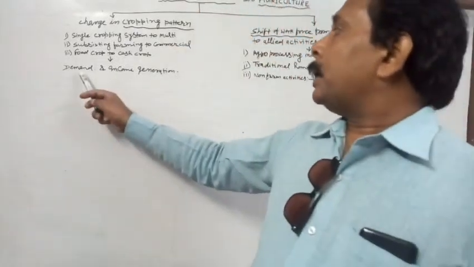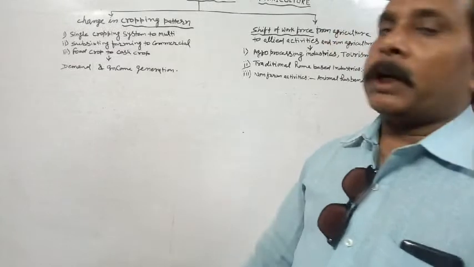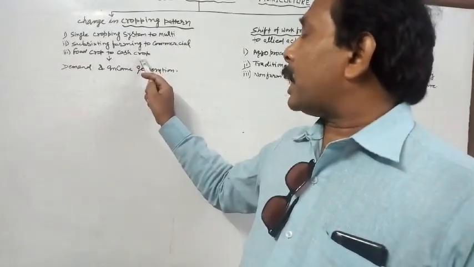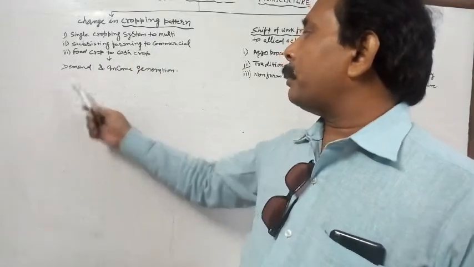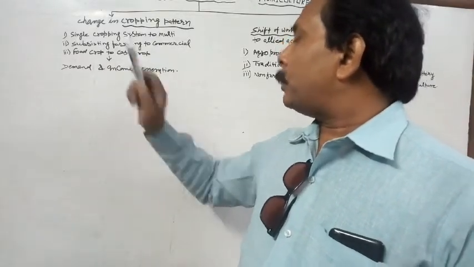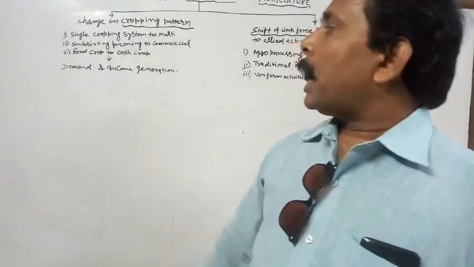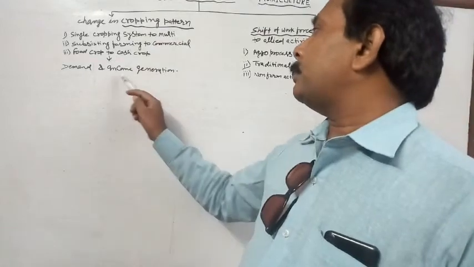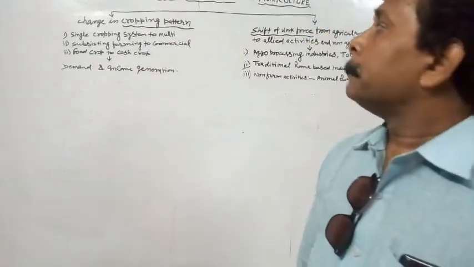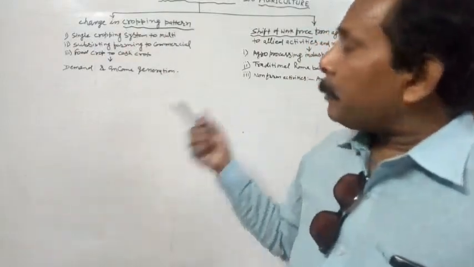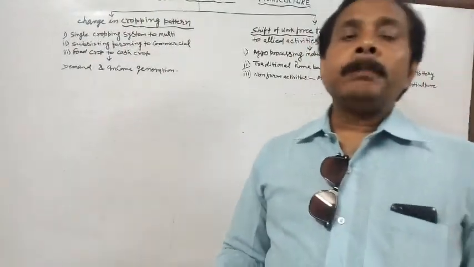Now come to demand and income generation. Okay, so if more and more cash crops are produced, automatically the demand for these cash crops will increase. A number of agro-based industries will be set up in our country, and income generation will take place. So in this way, a change in cropping pattern will help farmers to uplift themselves.